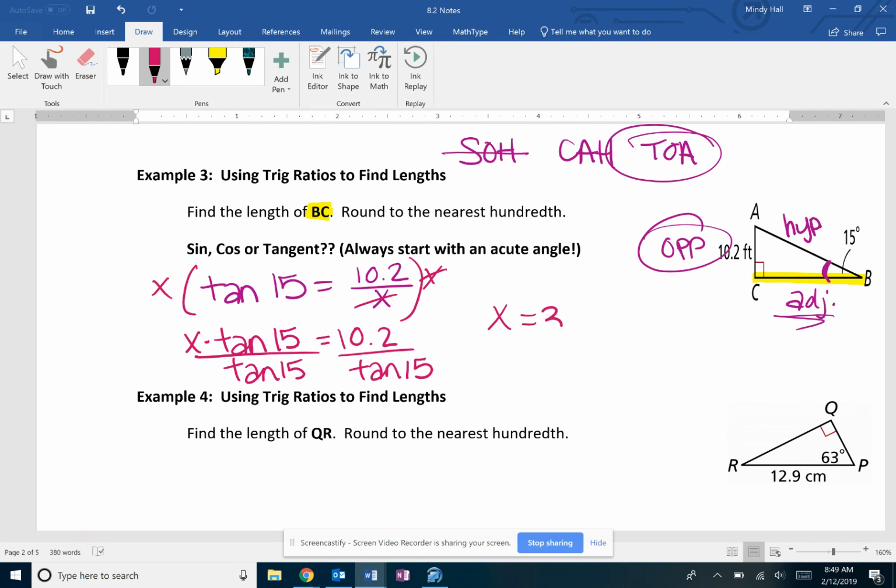But when we get that x is 38.066. So to round to the nearest hundredth, we'd need 38.07. And that would be in feet.